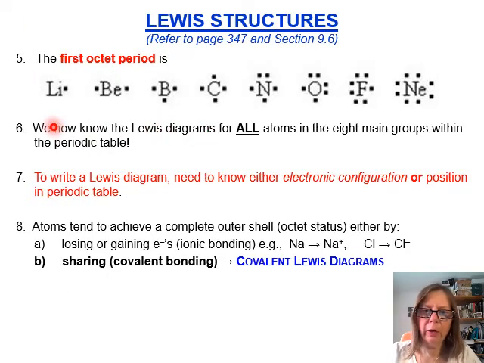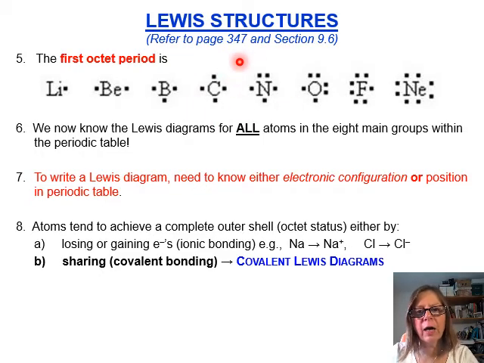You can use a periodic table, but it will be very helpful to you if you know the first octet period shown here, especially that carbon has 4 electrons, nitrogen has 5 valence electrons, oxygen has 6 valence electrons, fluorine has 7 valence electrons. We know the Lewis diagram for all atoms in the periodic table.